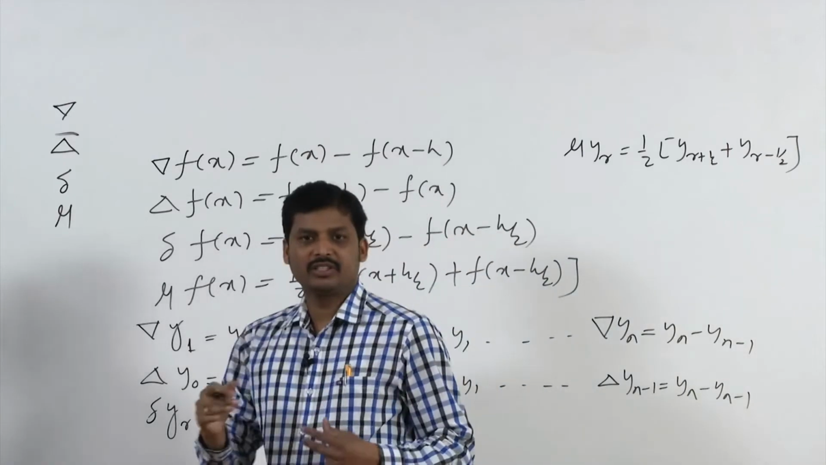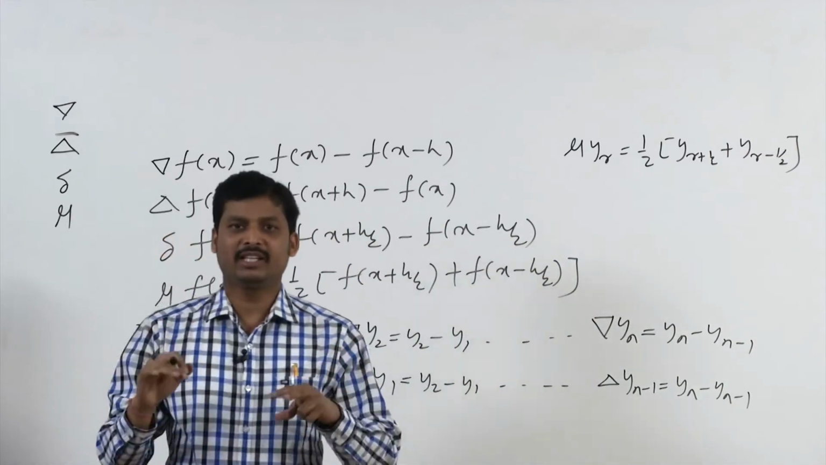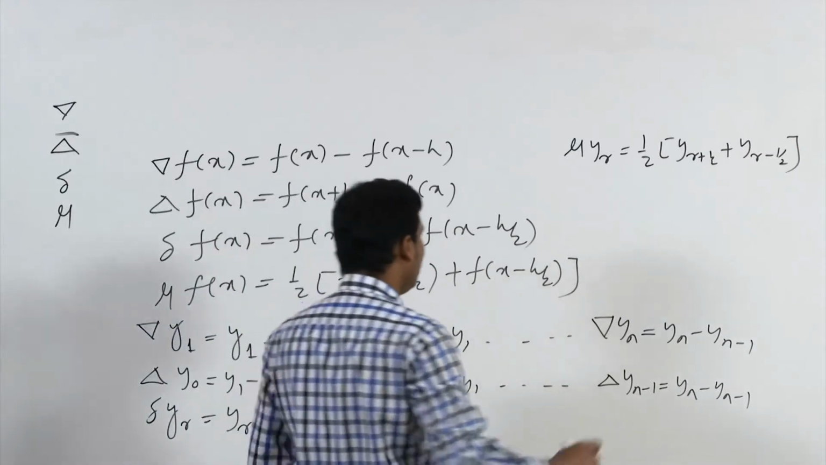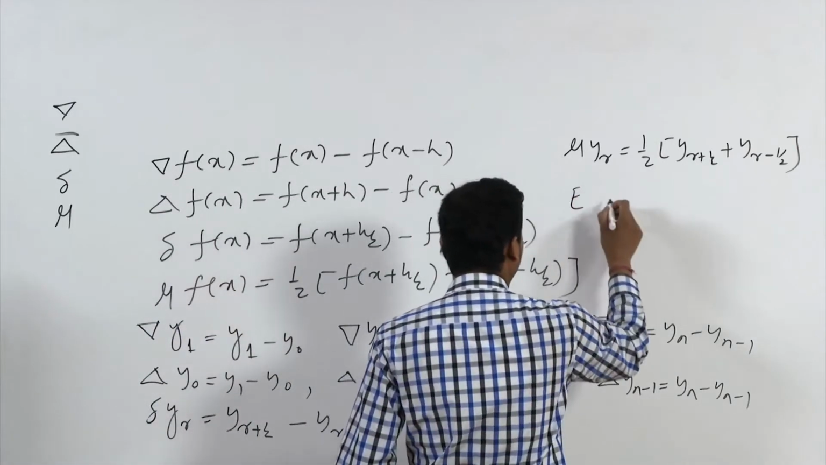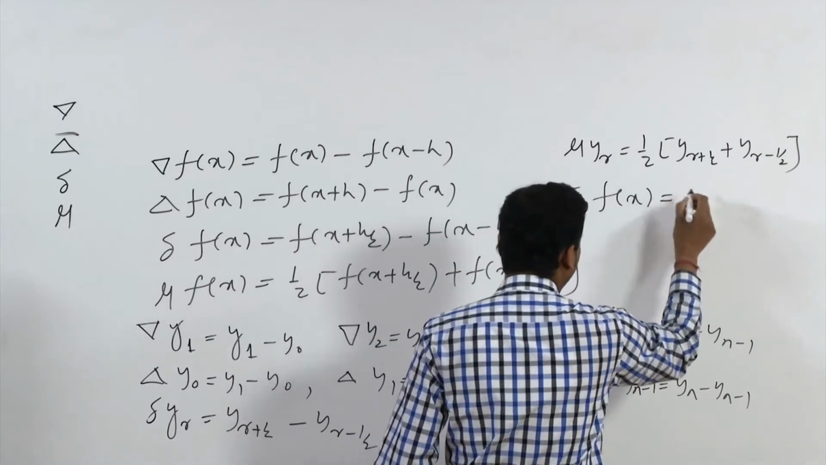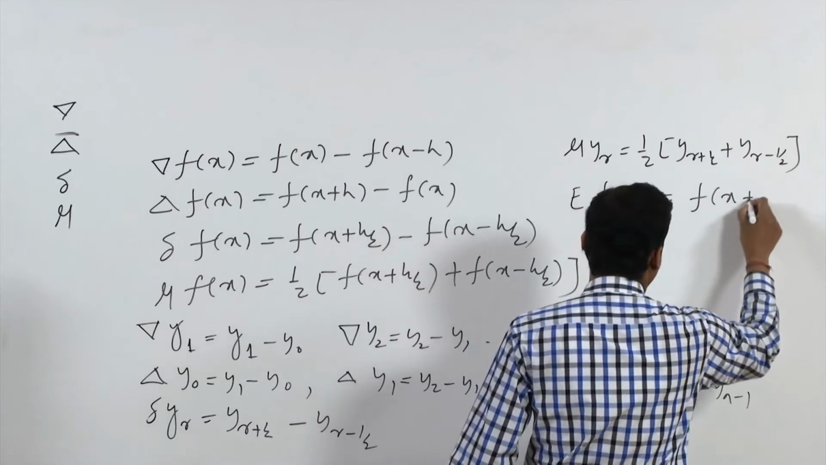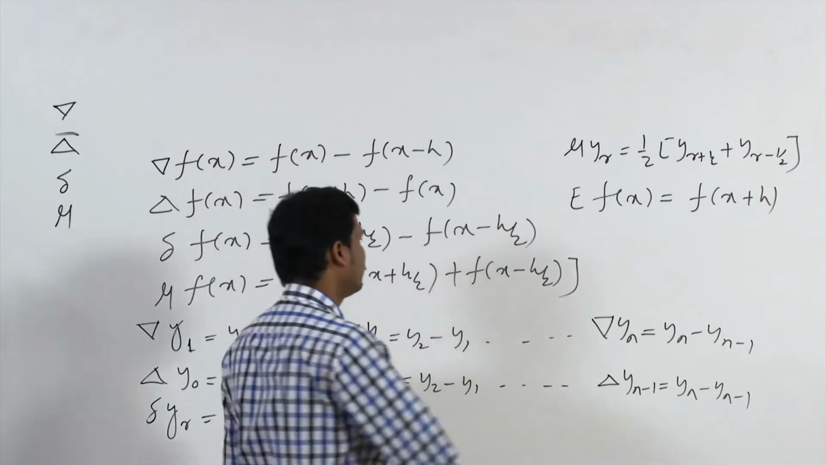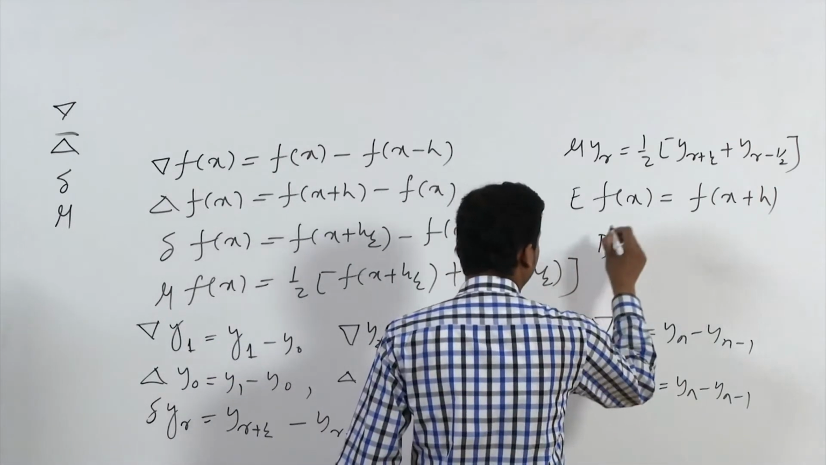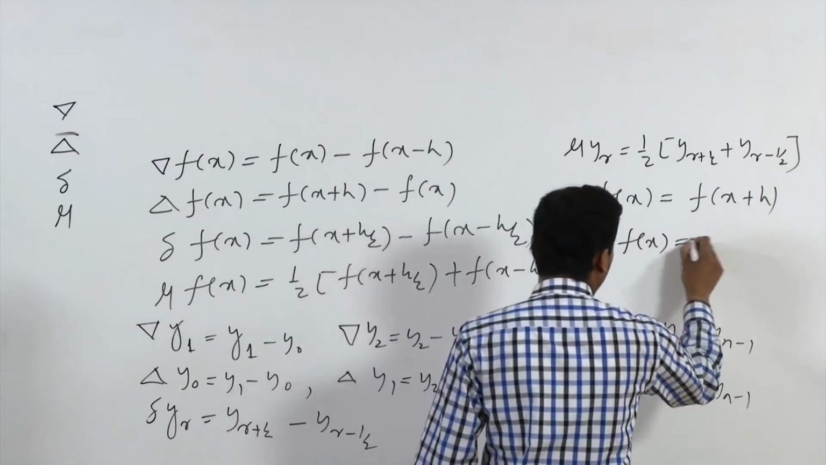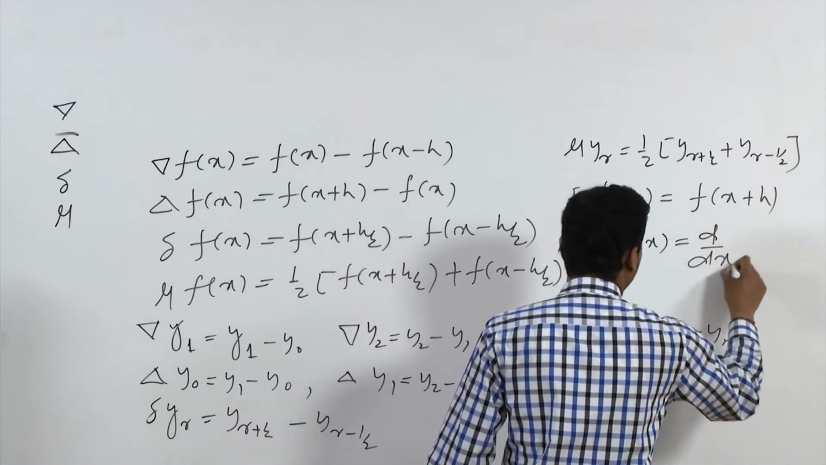And if we use these operators in shift operator form, usually E is called the shift operator. So the shift operator is denoted by E, and E of f of x is f of x plus h. Similarly, the differential operator is denoted by capital D, and when it operates on f of x, it can be written as d by dx of f of x.